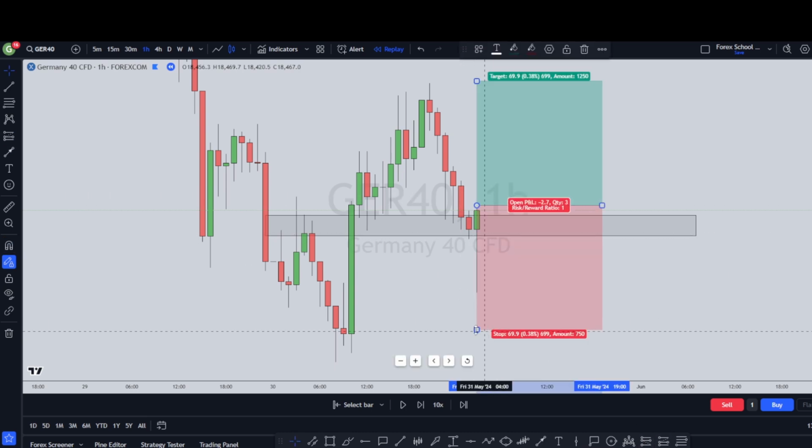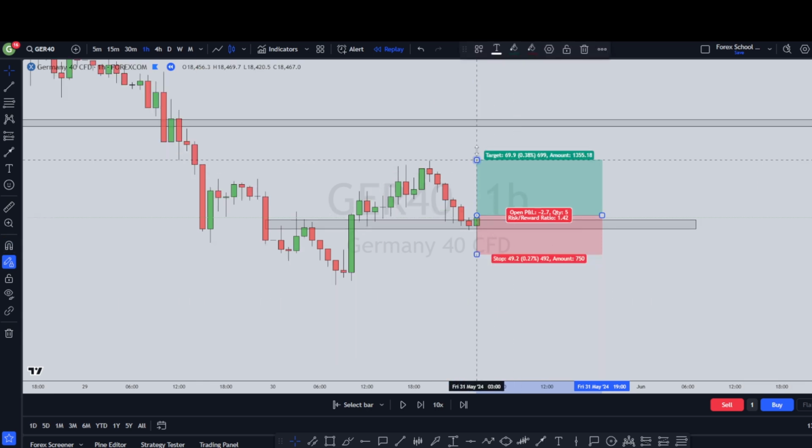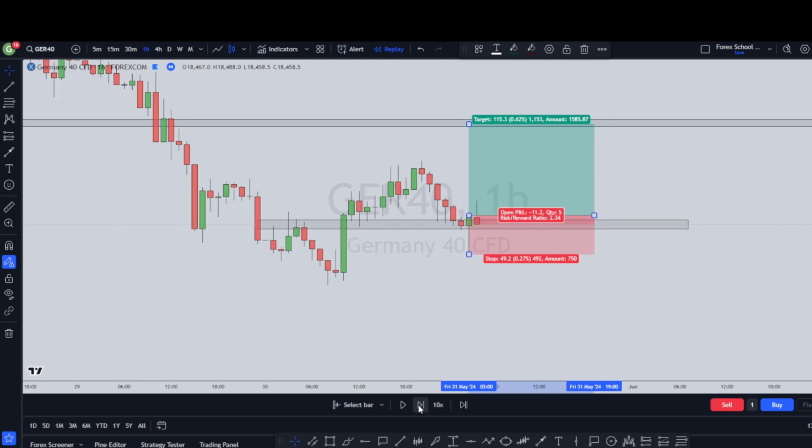And so now, with that confirmed, you could have taken a trade at the break of the high with your stop loss at the low of this swing, and the target would still have remained at this daily resistance for a 2.3 risk reward. So let's play this out and see how it played out.